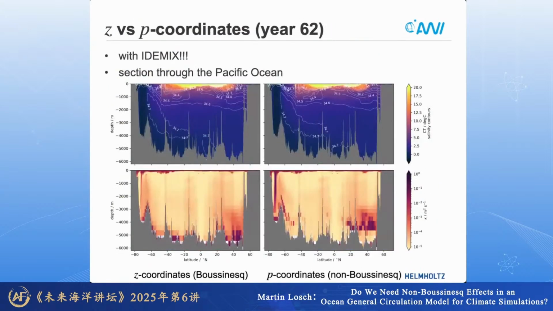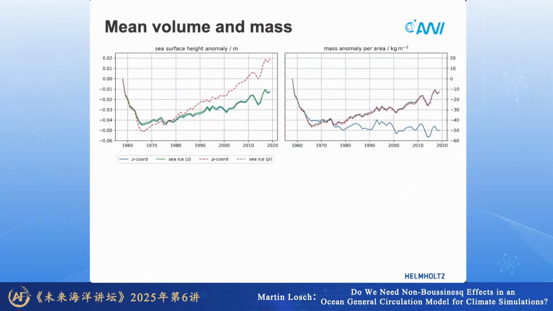So if you take a section through the Pacific Ocean, they look very similar. Again, it doesn't say much. The integration is not very long. But let's go to the interesting part, and this is the volume and mass. Here you see now the Boussinesq effect very clearly. On the left-hand side, the sea surface height anomaly. My model simulation with this model starts with no sea ice. That's just the initial conditions. That's why in the beginning you actually lose sea surface height, because volume is being taken up by the sea ice model. The green line is minus the sea ice volume, basically.